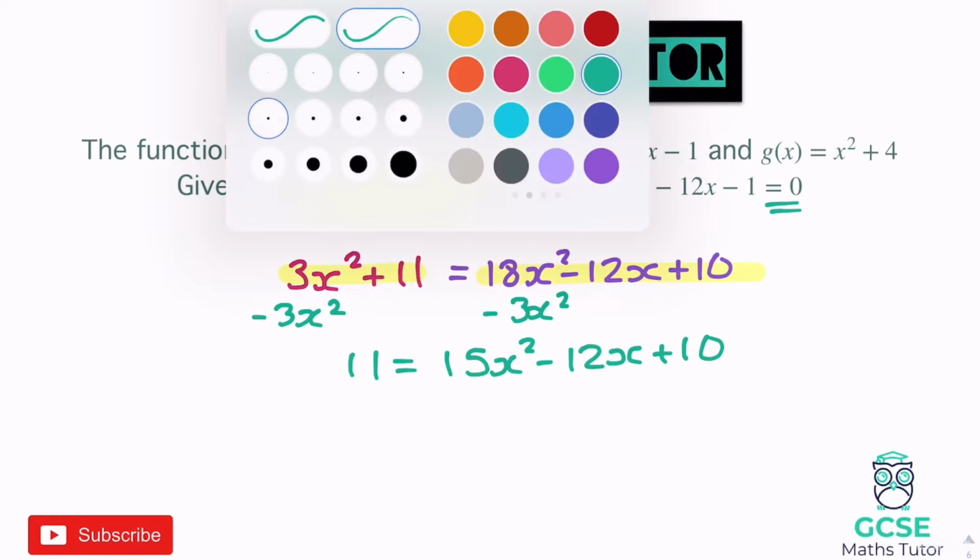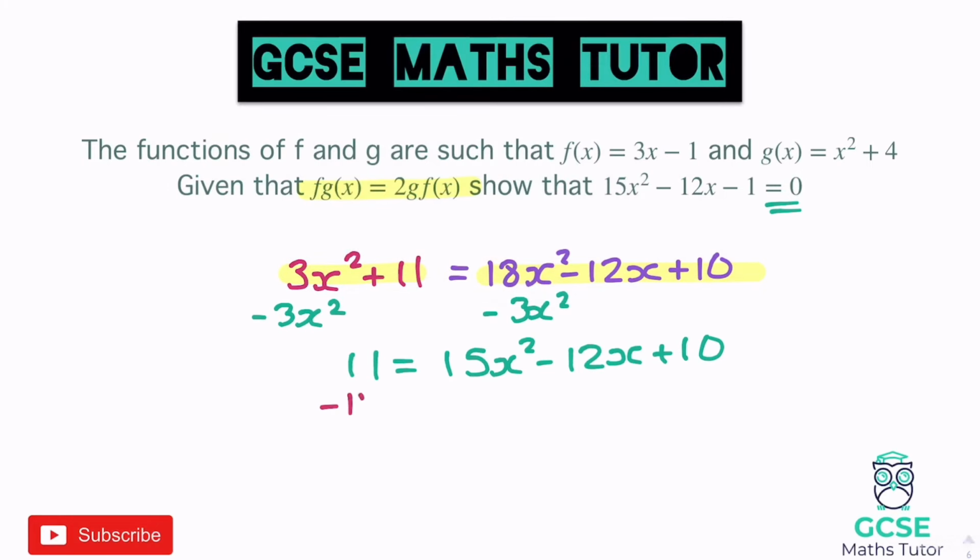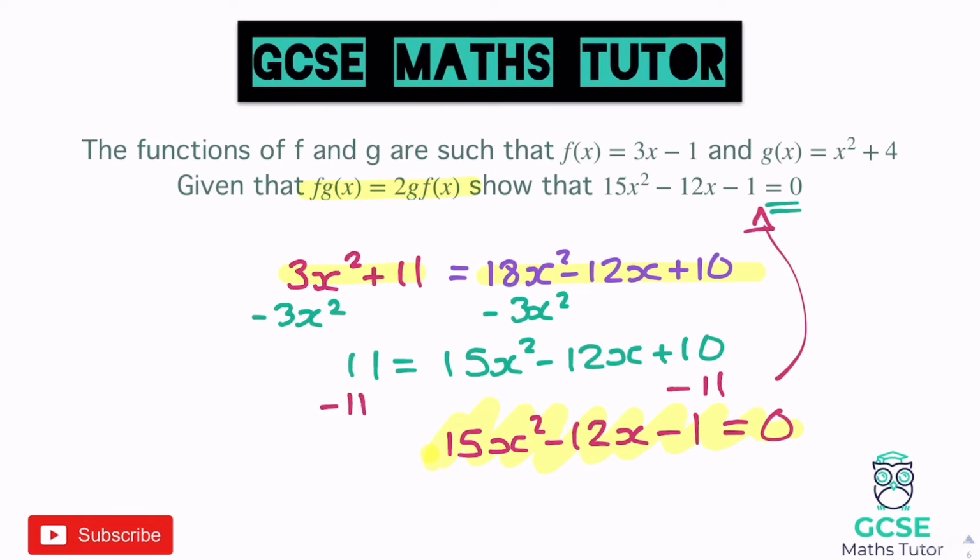And now we can get rid of that 11, so we'll take away 11 from both sides. And we have 0 equals 15x squared minus 12x. 10 take away 11 is minus 1. And there we go, it's all equal to 0. And obviously, because it's equal to 0, we can just put the equal to 0 on the right hand side instead. It means the same thing. And there we go, that is our final little bit of that proof there, showing that it all equals exactly what it says up in the question. And obviously do just check that it matches up here, and actually this does match, so we're all good.